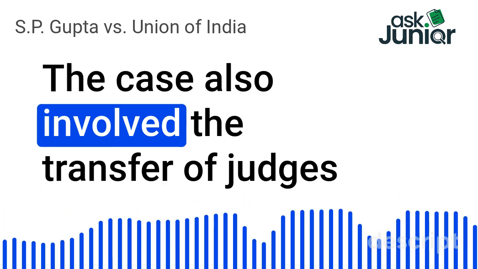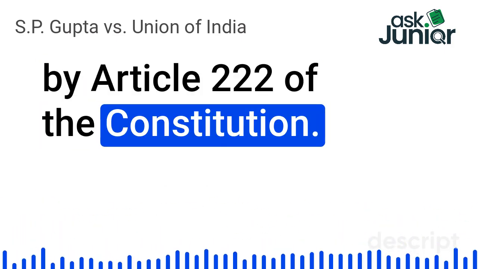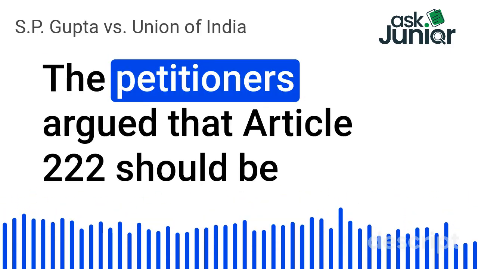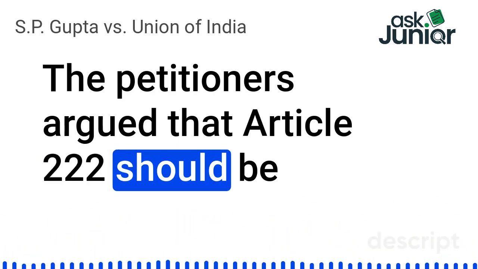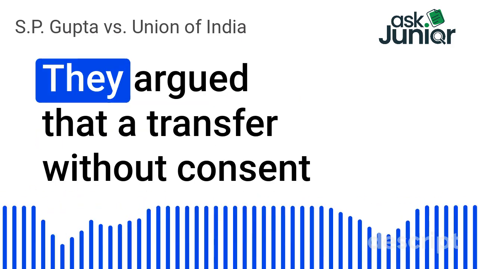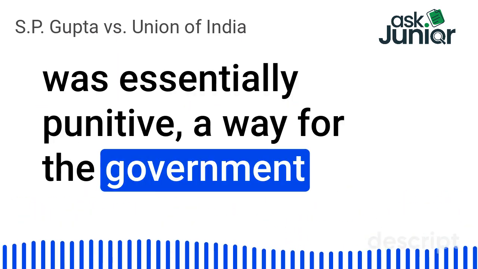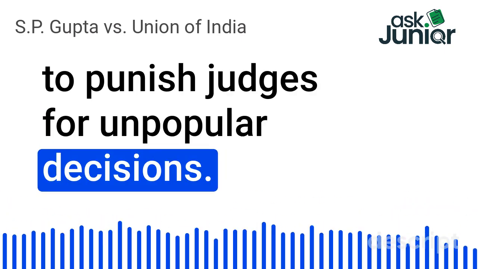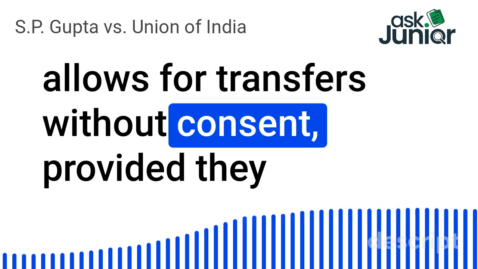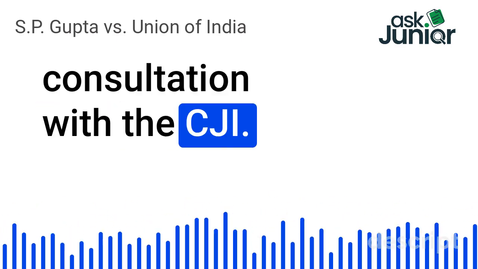The case also involved the transfer of judges between high courts, governed by Article 222 of the Constitution. What were the key arguments surrounding this? The petitioners argued that Article 222 should be interpreted to require a judge's consent before a transfer. They argued that a transfer without consent was essentially punitive, a way for the government to punish judges for unpopular decisions. The government, however, argued that the article allows for transfers without consent, provided they are in the public interest and after consultation with the CJI.